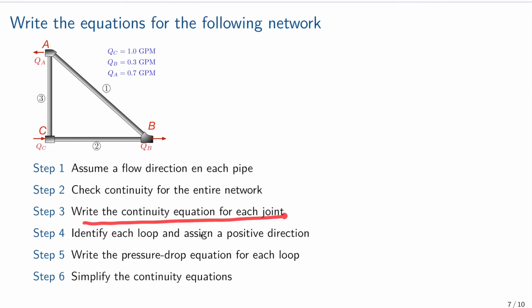Write the continuity equation for each joint A, B, C. Identify each loop and assign a positive direction. So then you have the loop. You say, well, either this direction or that direction, and write the equation. In this step 6, you don't have to simplify, so you don't have to do this. So just write this equation.